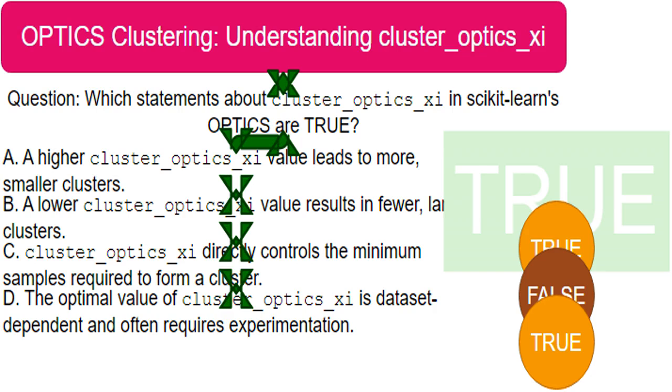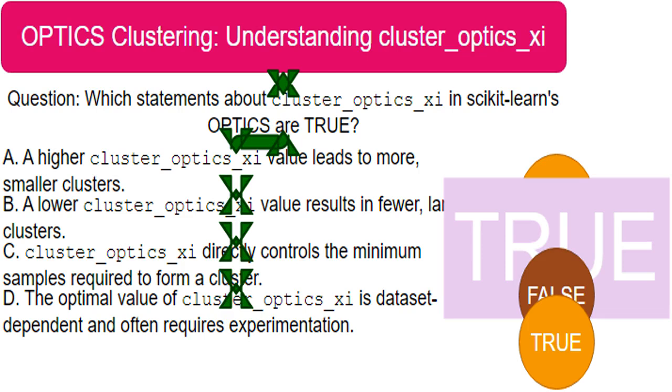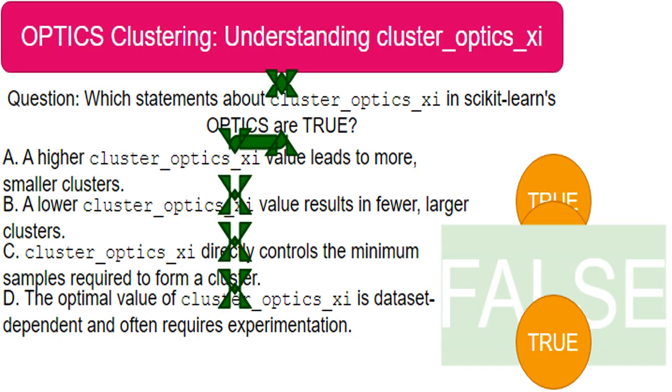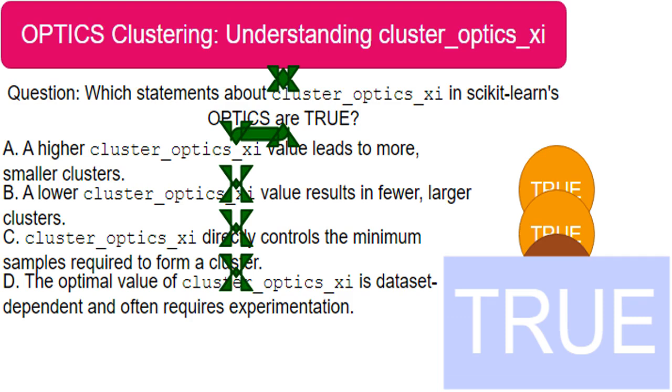A higher value results in more, smaller clusters due to a stricter threshold for cluster formation. Statement B is also correct. A lower value results in fewer, larger clusters due to a more lenient threshold. Statement C is incorrect. It does not directly control the minimum number of samples in a cluster. Other factors influence that aspect of clustering. Statement D is correct. The optimal value depends greatly on the dataset, requiring adjustments and experimentation to find the best clustering outcome.